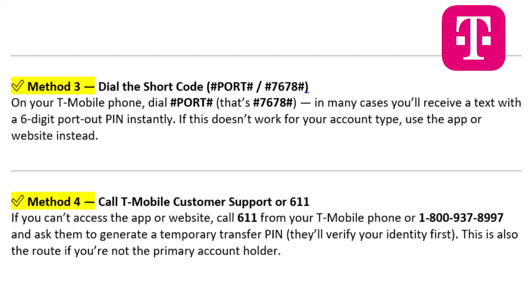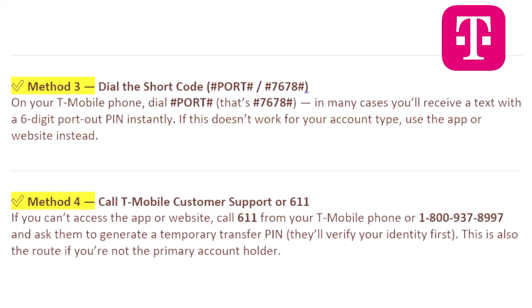Method 4. Call T-Mobile customer support or 611. If you can't access the app or website, call 611 from your T-Mobile phone or 1-800-937-8997 and ask them to generate a temporary transfer PIN. They'll verify your identity first. This is also the route if you are not the primary account holder.